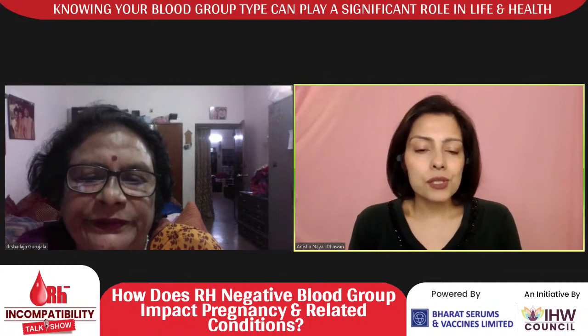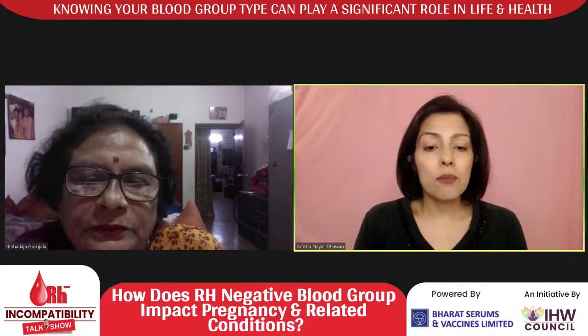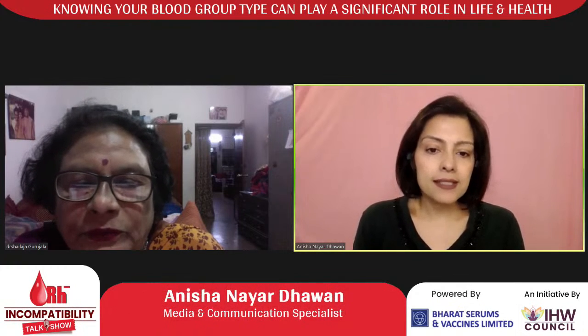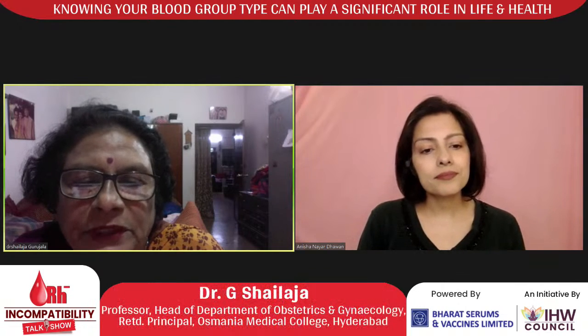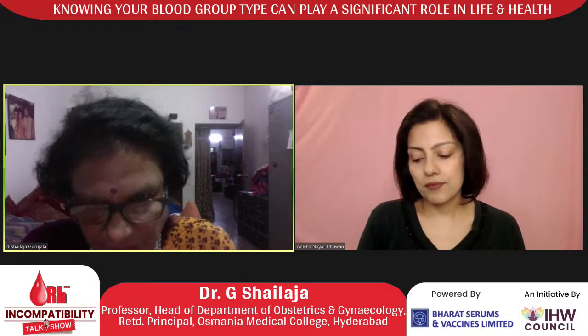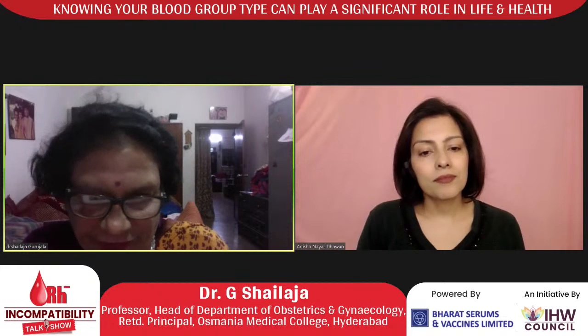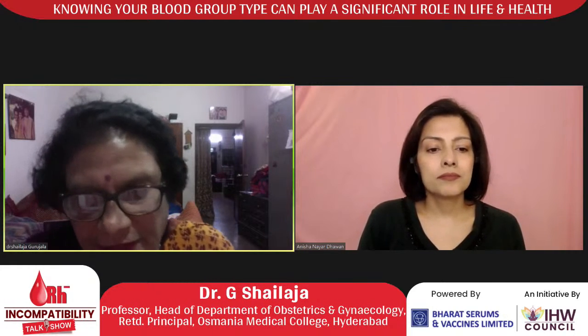We have another question. Both husband and wife's blood group is A positive. Will there be any issue in conceiving and pregnancy or any complication during pregnancy? No, not at all. ABO blood group incompatibility may be there, but not RH. They won't have any issues because of the blood groups.